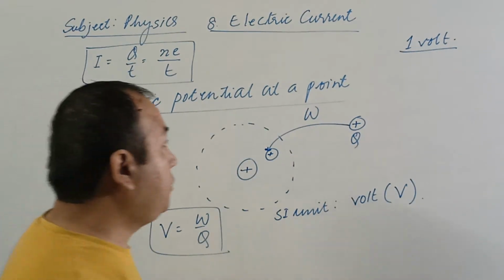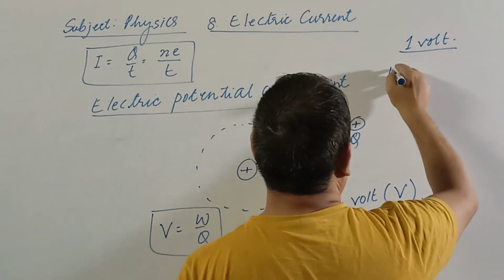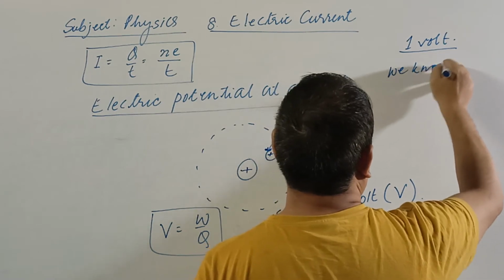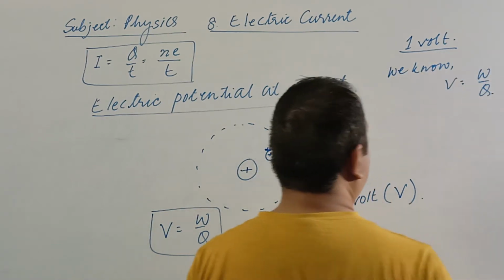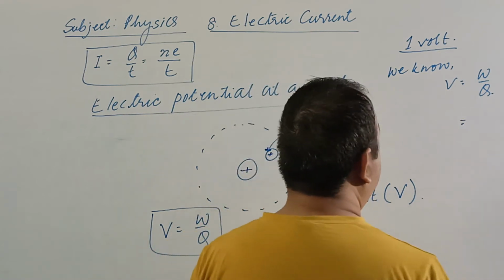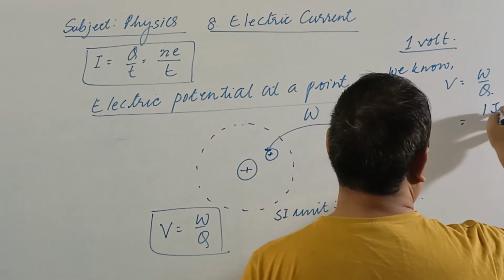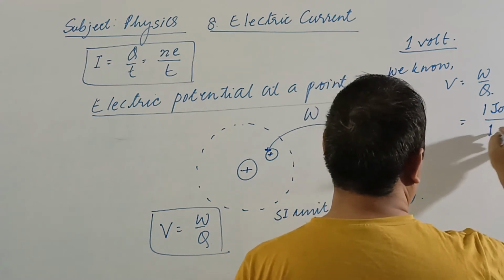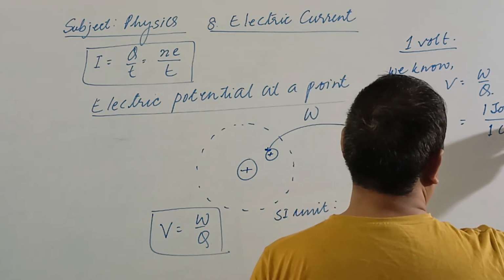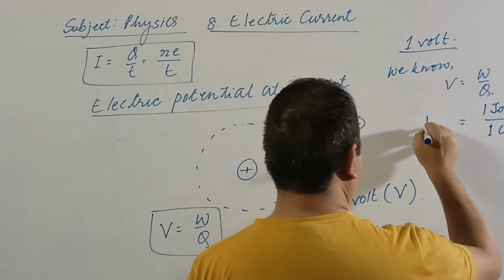Now as we know, V is equal to W upon Q. So when the amount of work done is 1 joule and the charge is 1 coulomb, then the volt will be how much? 1 volt.